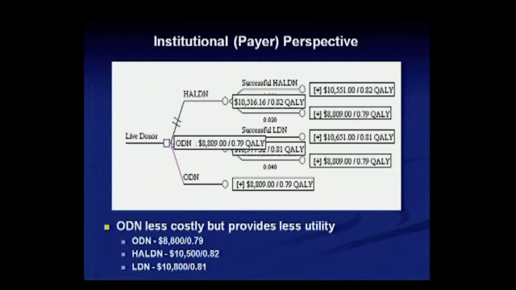In the analysis here, we looked at the institutional or payer perspective. And you see that open donor nephrectomy is less costly but provides less utility. And take into account, in this perspective, we're not looking at the loss in productivity or wages of the donor.